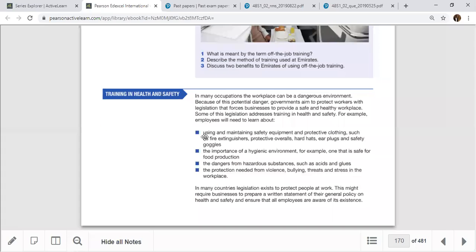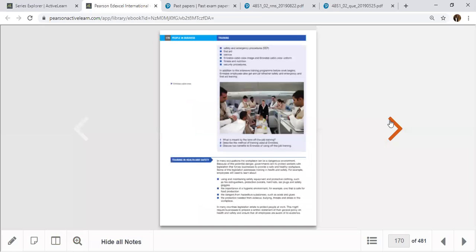Everyone wants to learn and work independently in their life, but there is someone who is very violent, arrogant and a bullying guy. So our organization must be able to stop that, right? This might require the business to prepare a written statement of their general policy on health and safety protocols and ensure that all employees are aware of its existence. These are the things in the health and safety regulation, right?